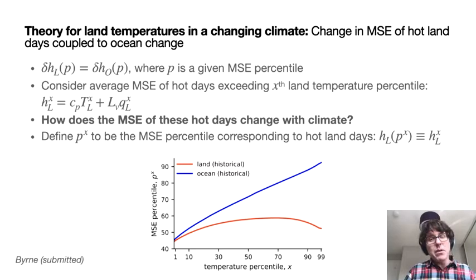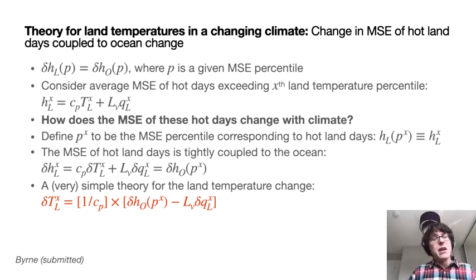So we map the moist static energy of hot days to some percentile of the moist static energy distribution, Px, and then we assume that the moist static energy of those hot days increases at the rate of that Px percentile. So we can link changes in moist static energy of those hot land days to changes in the Px percentile of moist static energy over the ocean, and that's written here in equation form. So now we have an equation linking the temperature and the specific humidity on hot land days to the change in ocean moist static energy for the Px percentile.